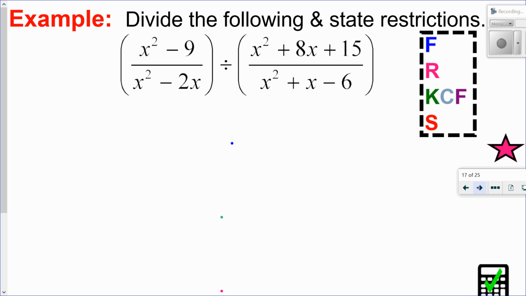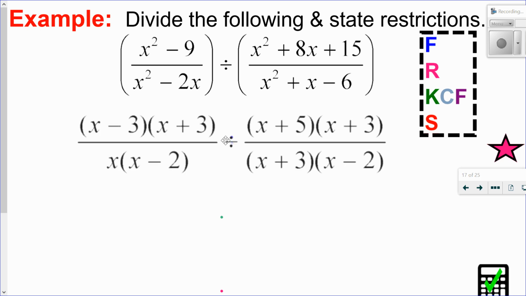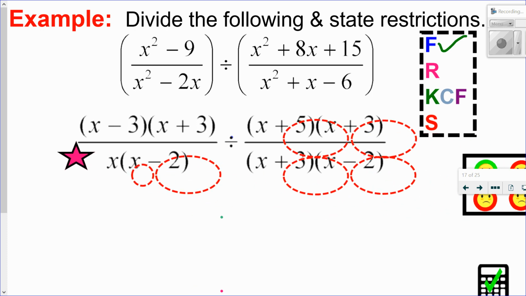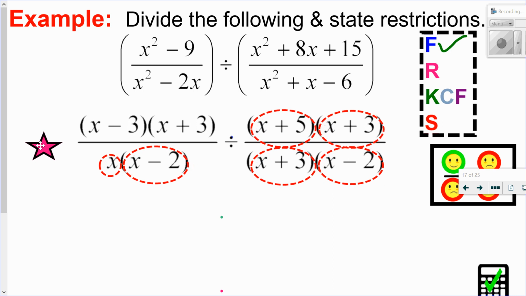To factor everything, here is my first step in factoring. I don't have any greatest common factor, so I've done it in one step. So I've done my factoring. Now I'm going to move on to my restrictions. Remember, for the restrictions, I'm listing restrictions for everything except numerator number 1.